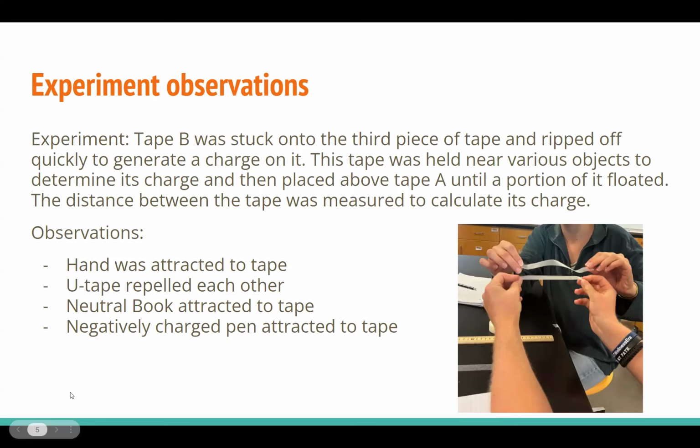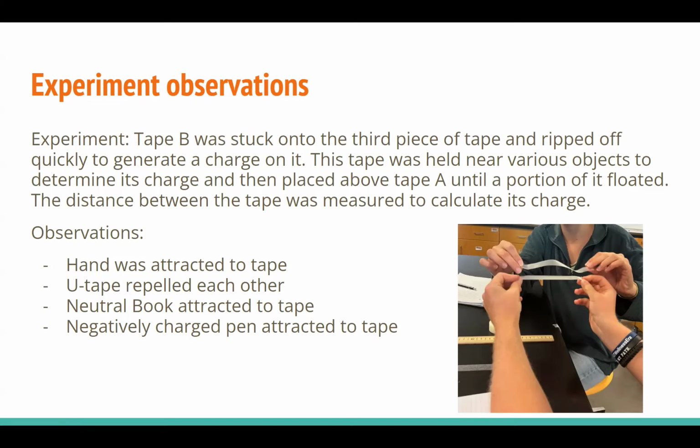And then some experimental observations were that tape B was stuck onto the third piece of tape and ripped off quickly to generate a charge on it. This tape was held near various objects to determine its charge and then placed above tape A until a portion of it floated. The distance between the tapes was measured to calculate its charge.